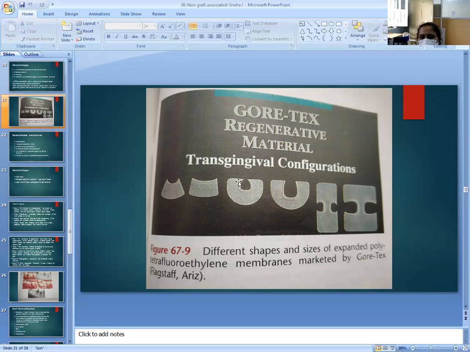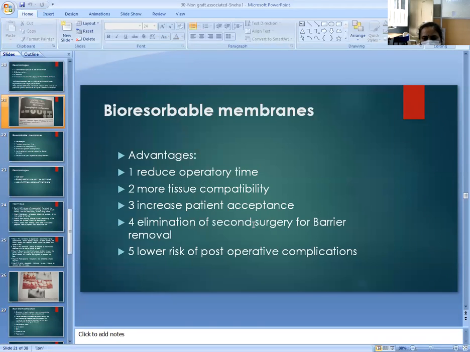Suppose a defect is there, only grade 2 furcation involvement is there. So you can adapt the membrane in that area of the wound. And if defects are on both sides, suppose buccal and lingual both sides are involved, then these kinds of membranes can be used.